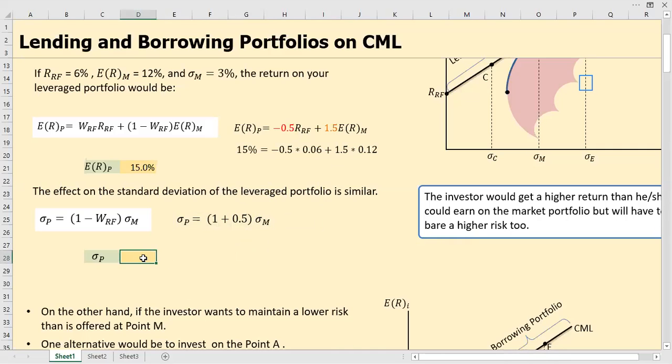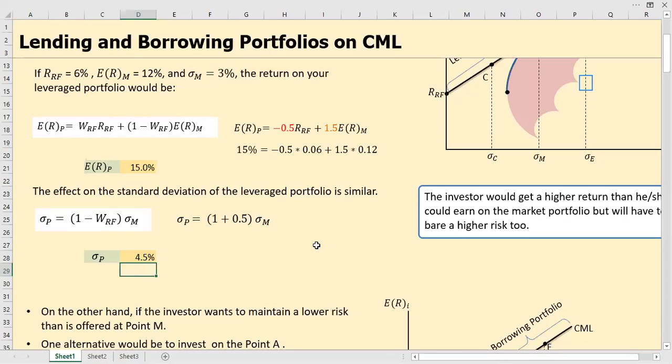So I am going to calculate the value here. Standard deviation of the portfolio is equal to 1 plus 0.5 multiplied by the standard deviation of the market portfolio, which is given in the sum. It is equal to 3%. So 0.03. So you get 4.5 as your standard deviation.